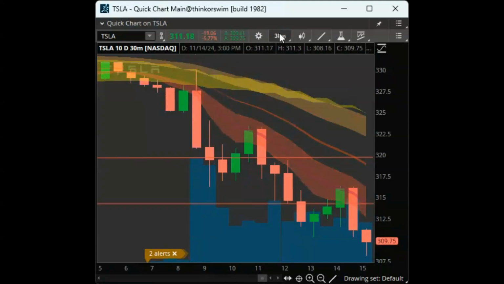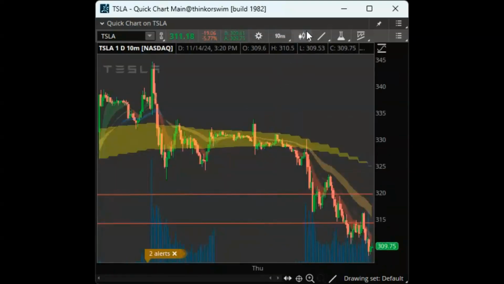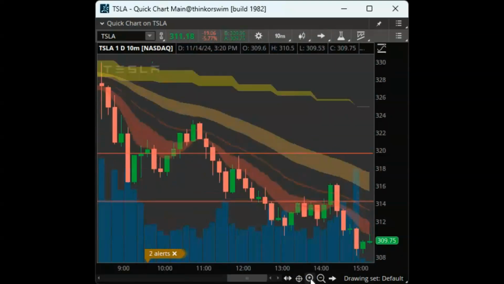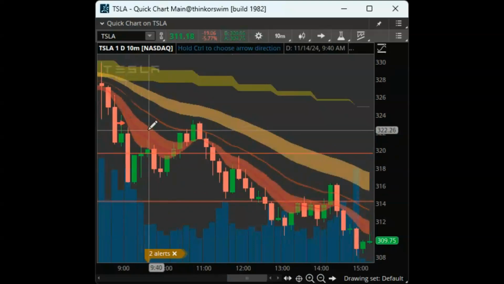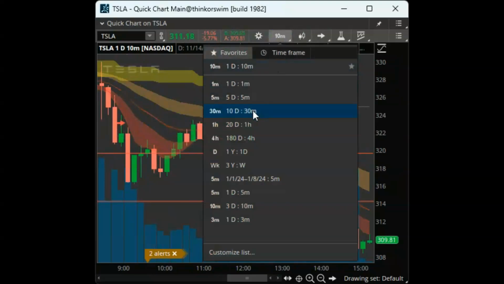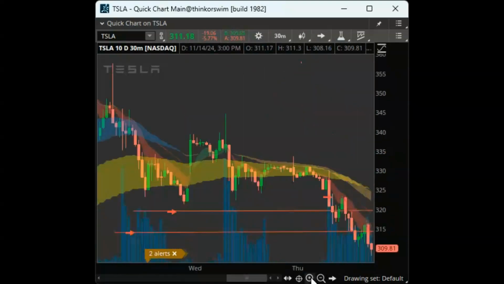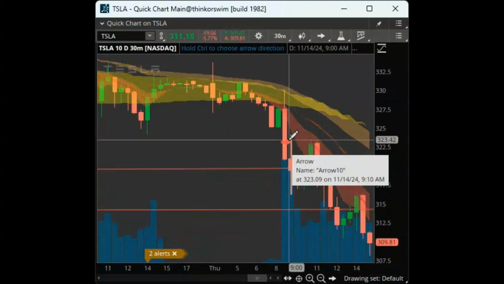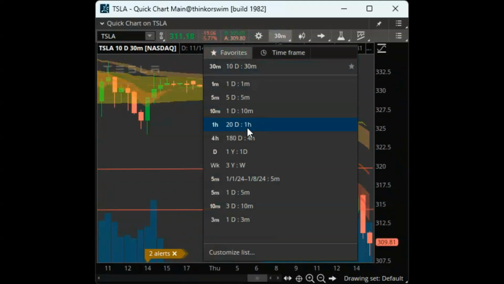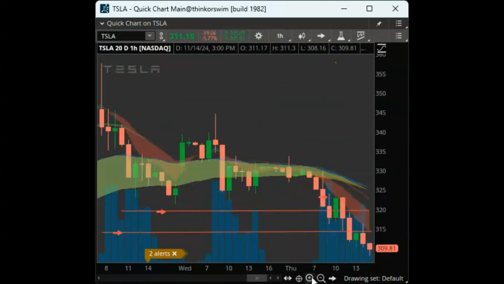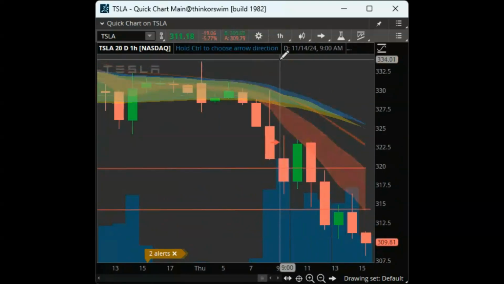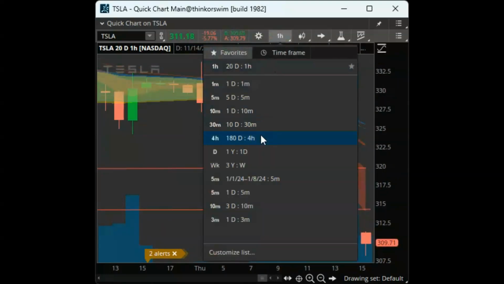Let me go back. Let me put a dot so you can see it. So let's say the 10-minute breaks right here. See how it falls underneath the 512? Then after that, to get my targets, I go to the 30-minute. The 30-minute's broken. Okay, so then I go to the 1-hour. Here the 1-hour was still broken. So guess what? I got to go to the 4-hour and get my targets.